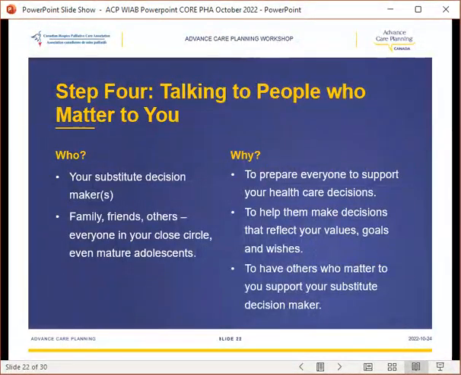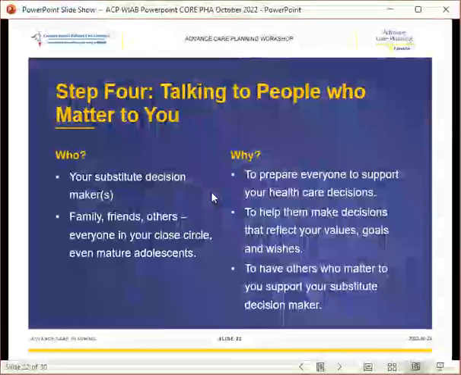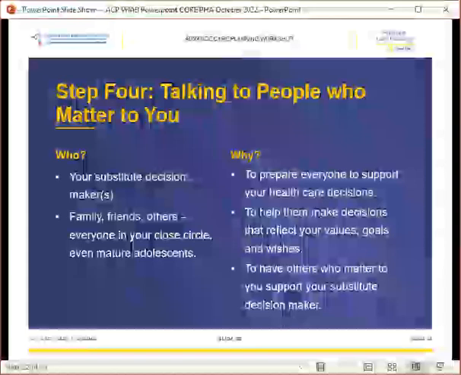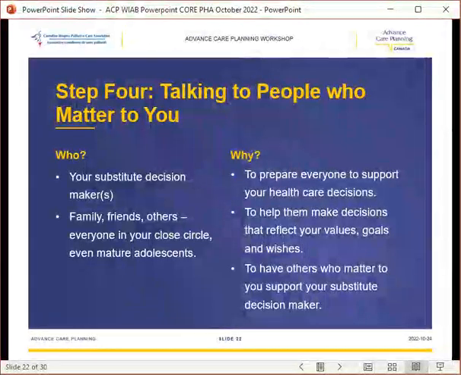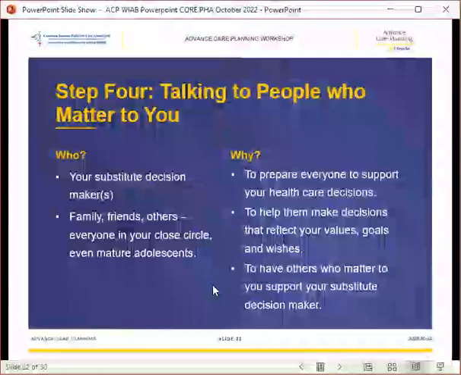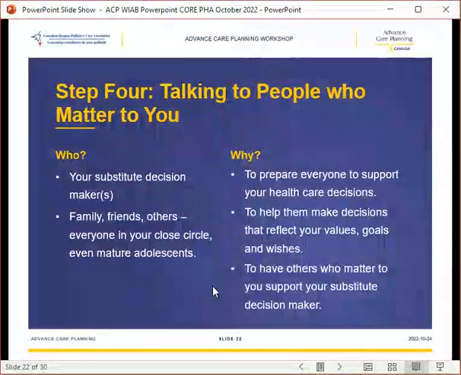Again, who do we need to talk to? So we need to specifically talk to our substitute decision maker. Are they comfortable? Are they willing? Because they also have to be willing to make those decisions for us if we are not mentally capable to do so. It's also, I think, vital to talk to the extended family, to talk to friends or other folks who may be providing support, maybe not only to you, but to your substitute.